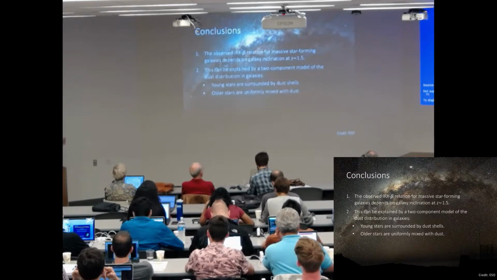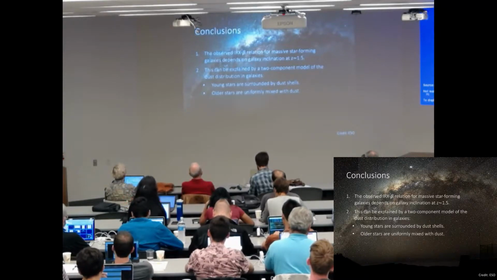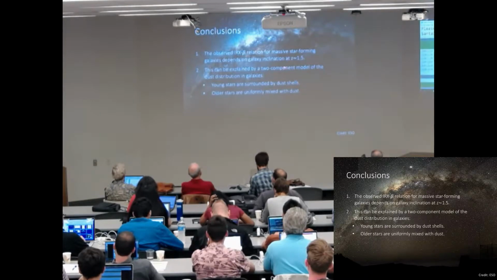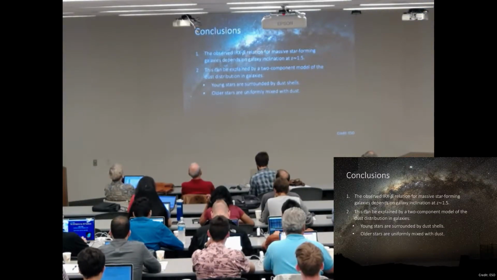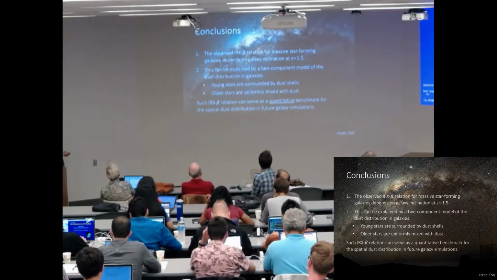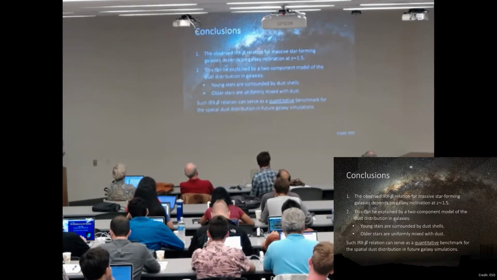Because I have 30 minutes, please allow me to start with the conclusions. I use the so-called IRX-beta relation to study dust attenuation. I find that for massive star-forming galaxies, this relation is dependent on galaxy inclination. This is consistent with a two-component model of dust distribution. Young stars are in shells, and the older stars are just mixed up with the dust. I also want to state that such a relation from observation can be a benchmark for the spatial dust distribution in future galaxy simulations, if they can reach finer details of the dust.